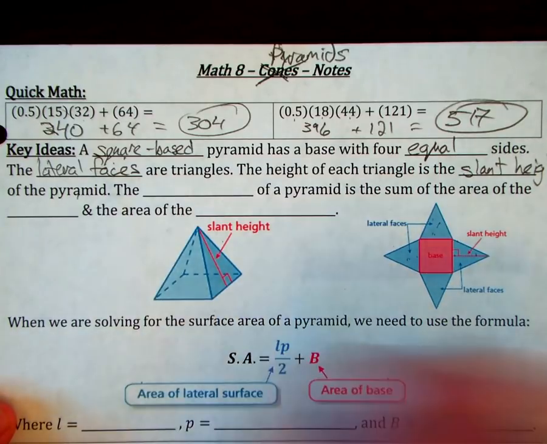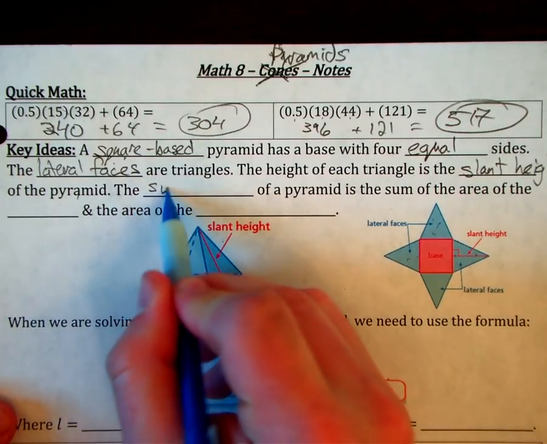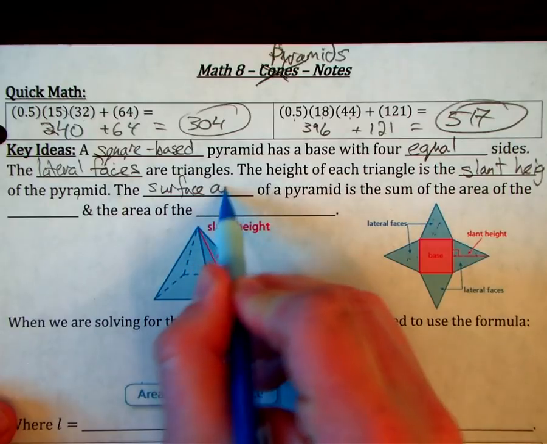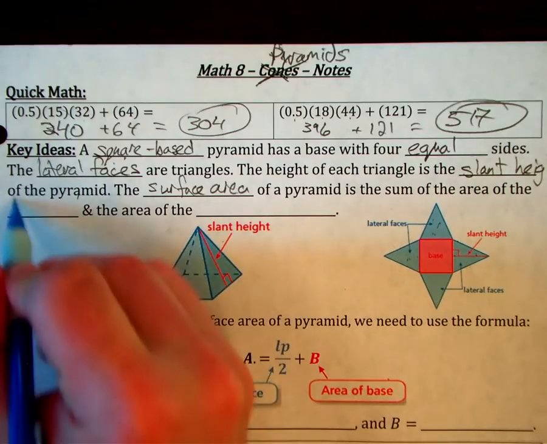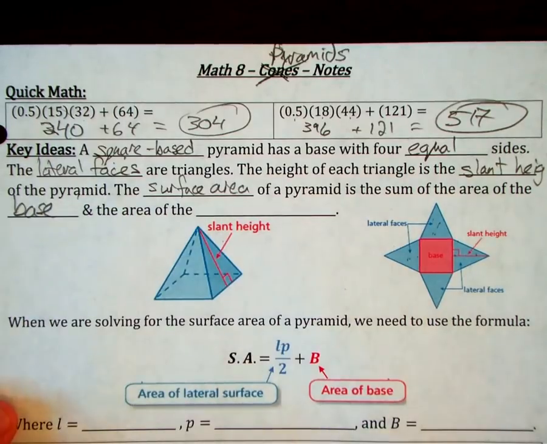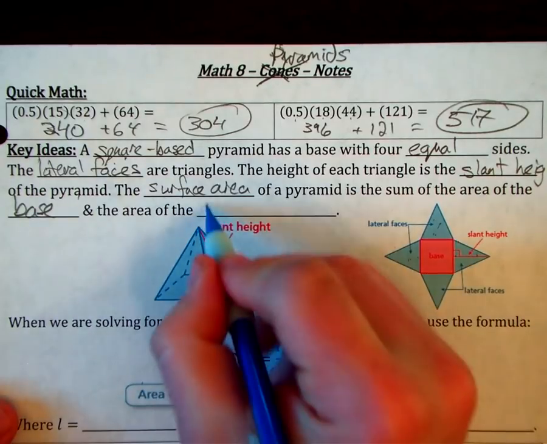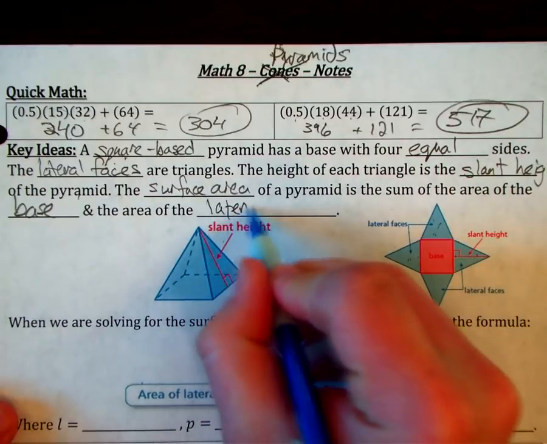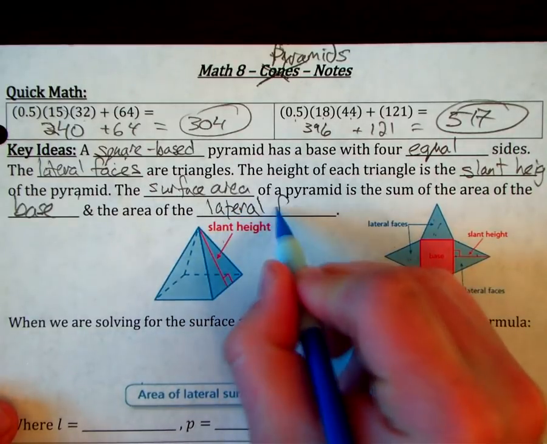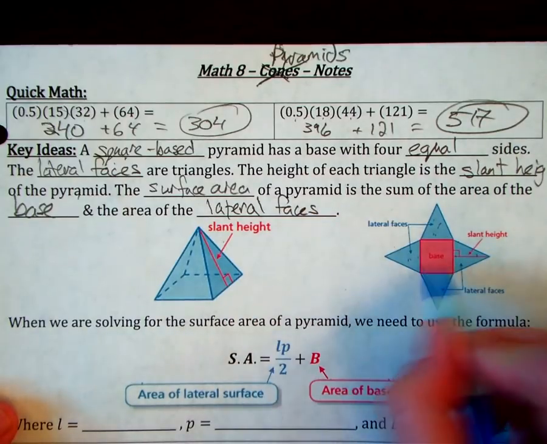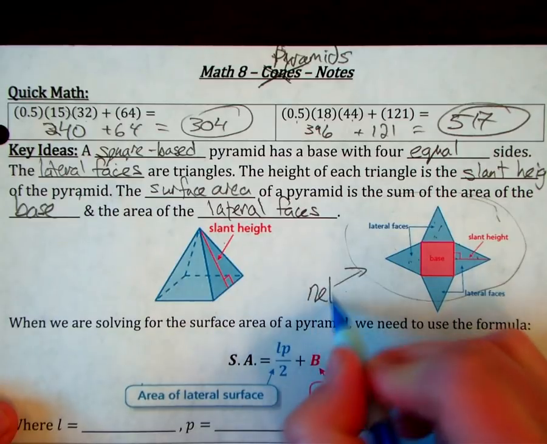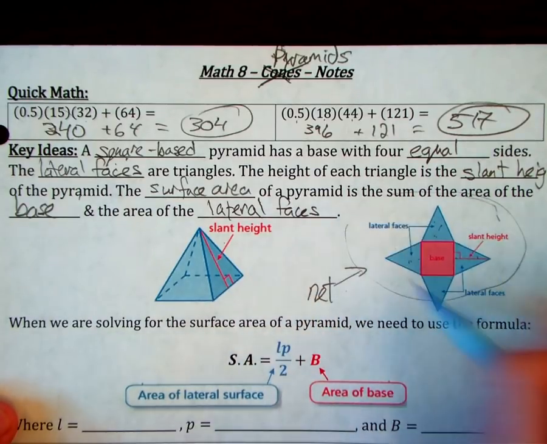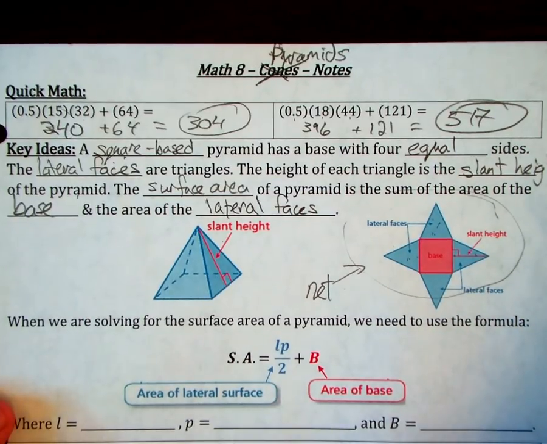So then, just like before, we had the surface area. The surface area of a pyramid is the sum of the area of the base and the area of the lateral faces. And so what that means is this: anytime we're looking at our shape, we're saying, okay, these are the lateral faces, so these are the triangles, and again, this entire composite figure, that's called a net. It's called a net because, again, it's including all of those shapes that make up a pyramid.